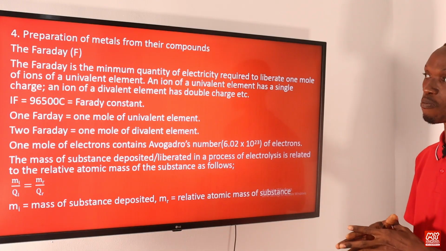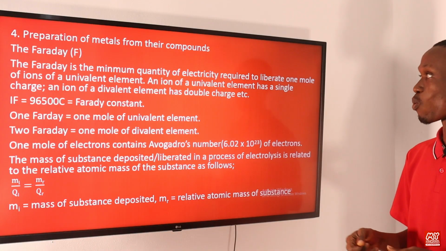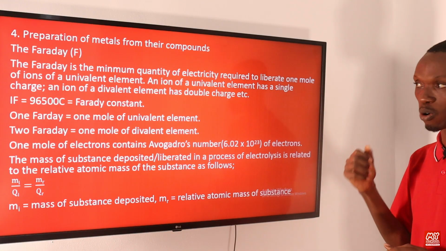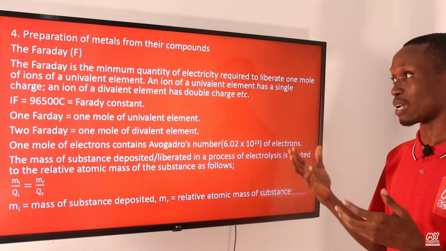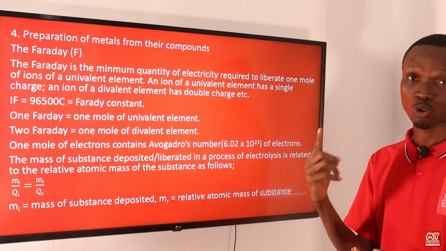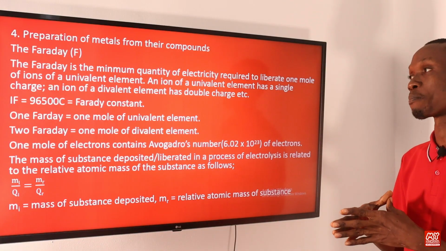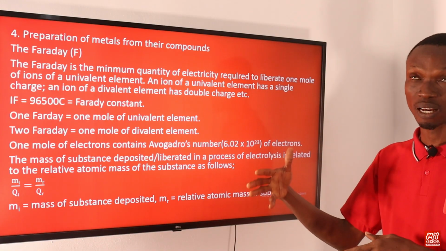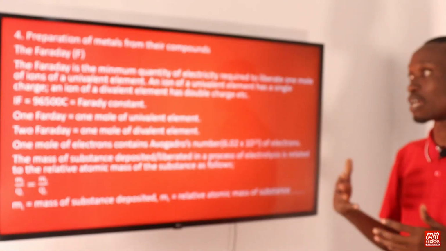The term Faraday is the minimum quantity of electricity required to liberate 1 mole of ion of a univalent element. When we say univalent element, we simply refer to those elements that have just one electron on their atom's shell, and a good example is those elements found in group 1 of the periodic table. They are all examples of univalent elements.